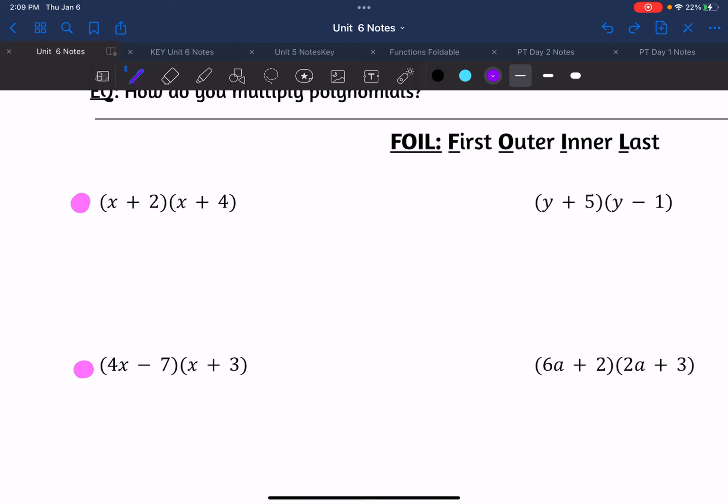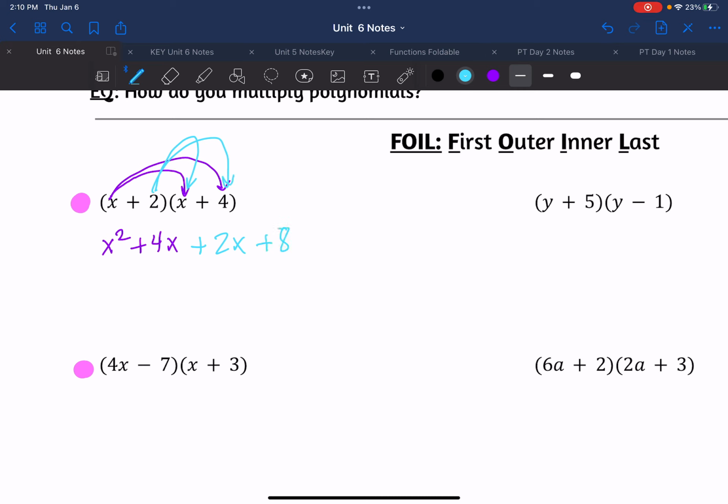So this is double distribution. So we say, what is x times x? X times x is what? So we have x squared, okay? Then we have x times 4. So x times 4 is just going to be a positive 4x, right? Bam. So that's one. Double distribution means we distribute twice. So this is the first time that I distribute. And the second time, what is 2 times x? So now that's a positive 2x. 2 times 4, so that's a positive 8.